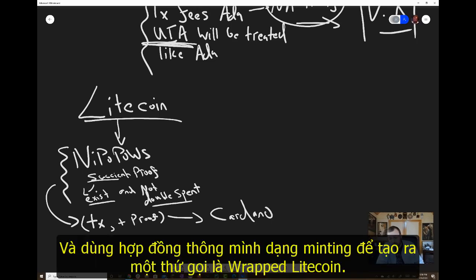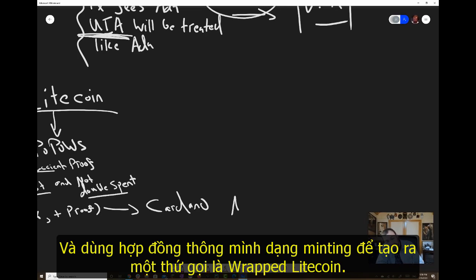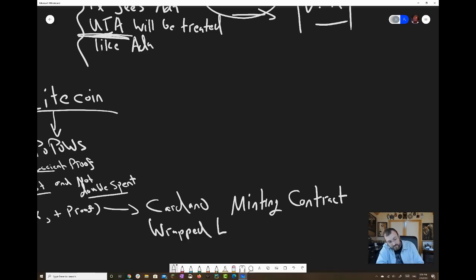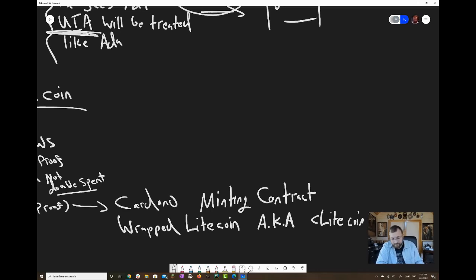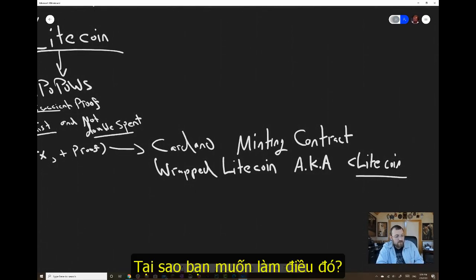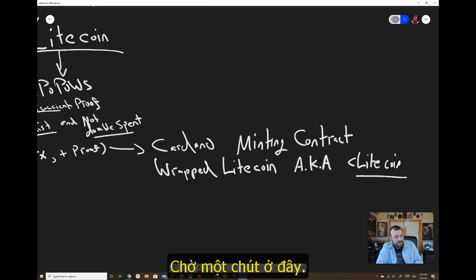And then what that can do is go to basically a minting contract and create something called wrapped Litecoin. Okay, or you can call it AKA a Litecoin. Or C Litecoin. Yeah, probably that would be a better term for it. Cardano Litecoin. Okay. Now, why would you want to do that? Well, hang on a second here.